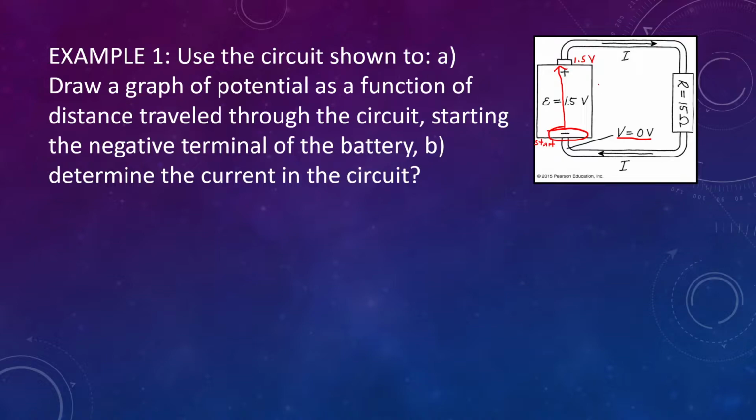Then we traverse the wire. So now we're moving through this wire, which we just stated is ideal. That means our potential should stay the same. So everywhere along here should be 1.5 volts. It's staying the same at all points.